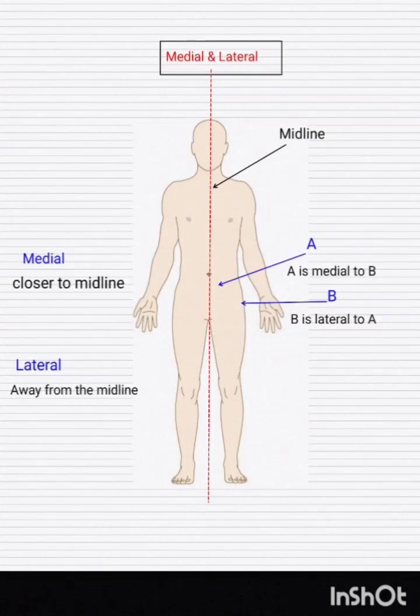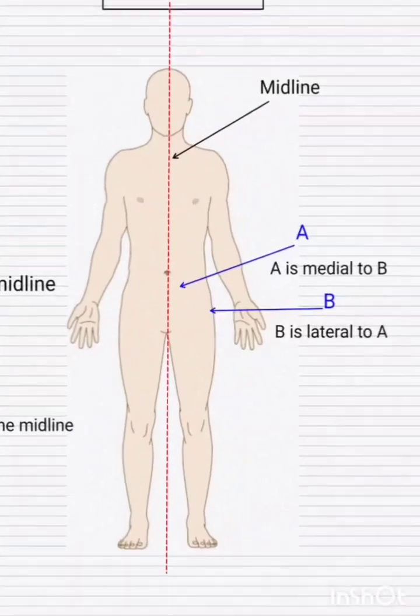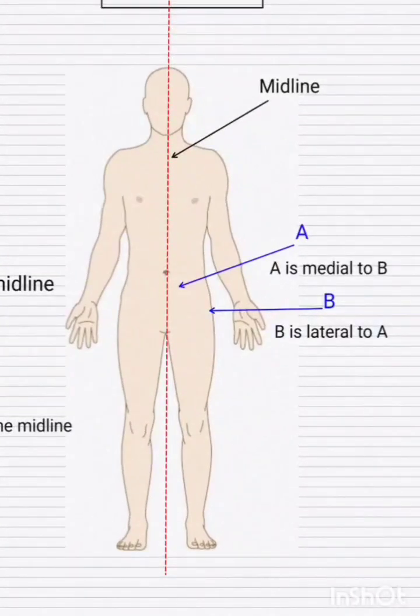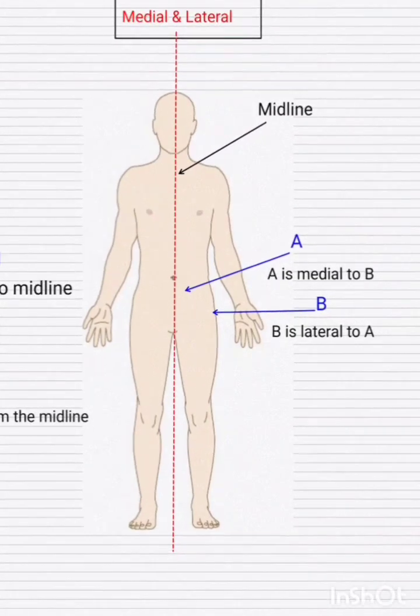Next is medial and lateral. These terms describe the position of structures in relation to the midline. Midline is that red line in the picture, just going through the center of the body. So, medial is closer to the midline and lateral is away from the midline. Here, point A is closer to the midline. So, A is medial to B. And here, point B is far away from the midline. So, B is lateral to A.